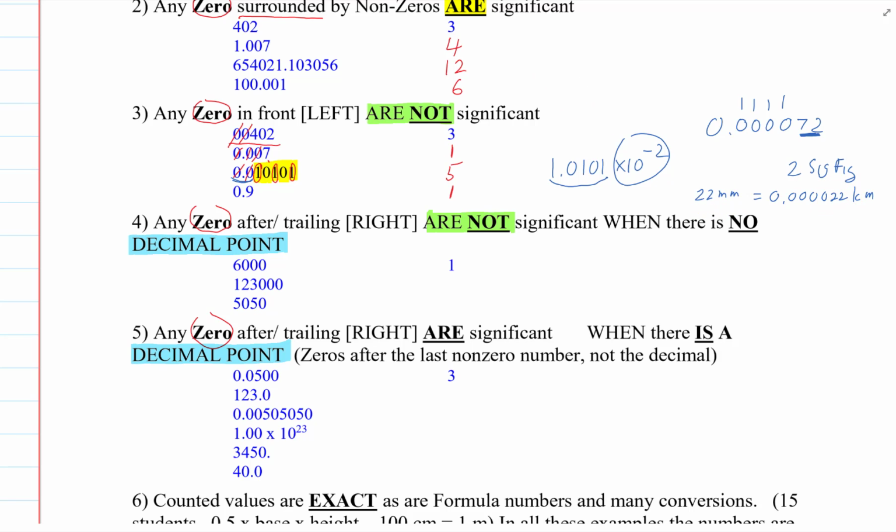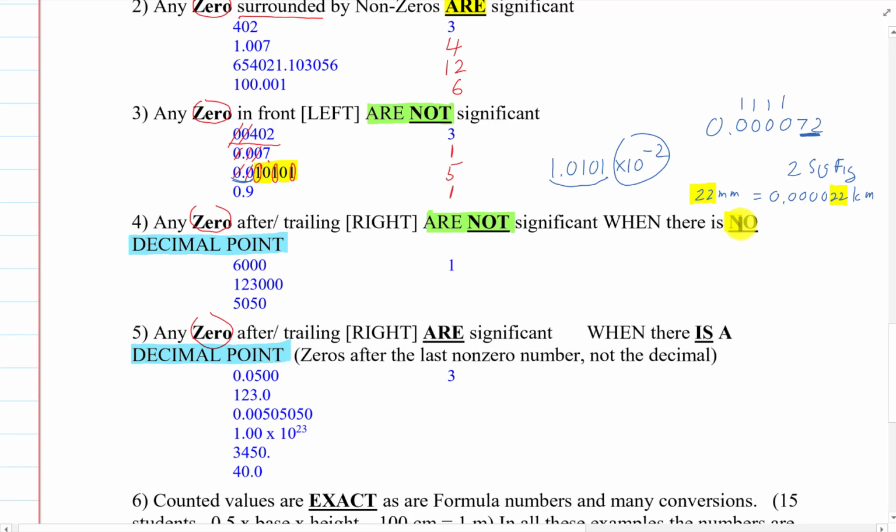But we have 2 sig figs here, we will still have only 2 sig figs there. Okay, excellent question. We're going to go on to number 4. Any zero to the right. So right now we're doing when there's a decimal point and we're to the right. Okay, and sorry, when there is not a decimal point.